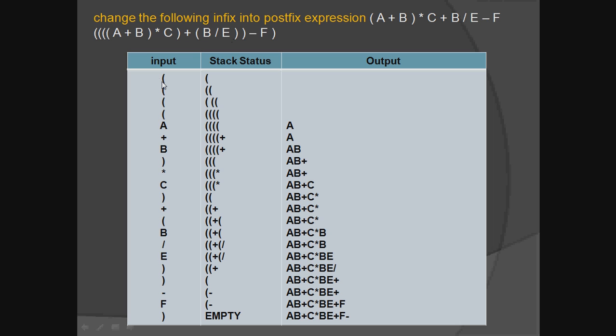So first this is read, and it is entered into the stack. Second is read and entered into the stack, so we have two parentheses. Again third and fourth, so we have four parentheses inside the stack. Clear? After that, next we have A.